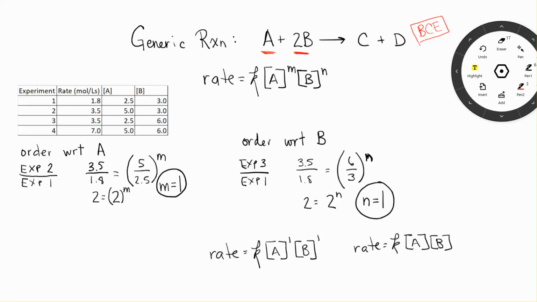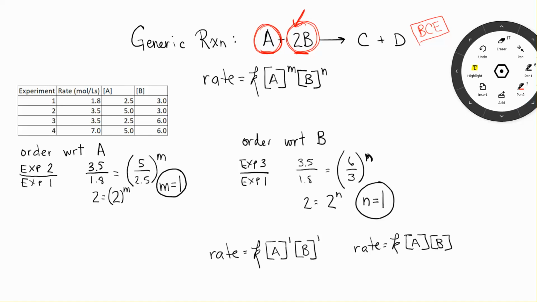So in the mechanism of this reaction, and we'll get there eventually, 1 molecule of A reacts with 1 molecule of B in the slow step. Please again note that it has nothing to do with the coefficients. The coefficient on B is 2, but that is not the order of the reaction.